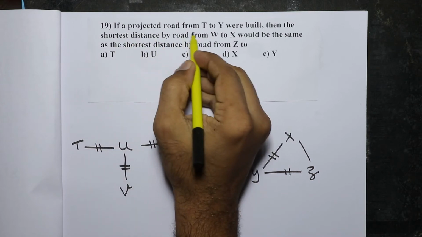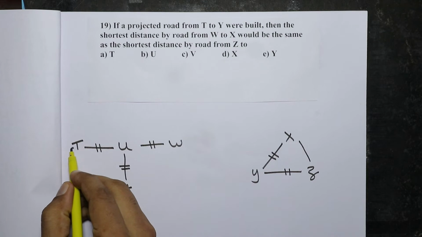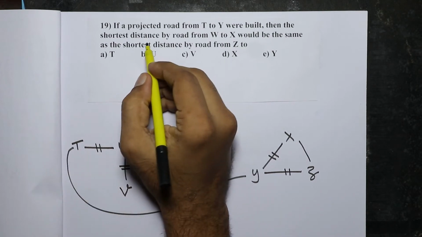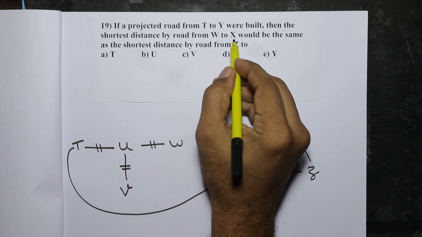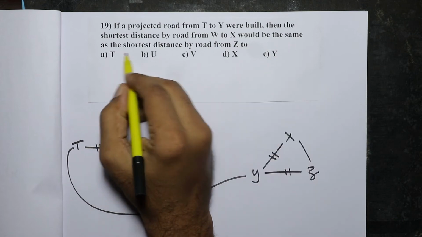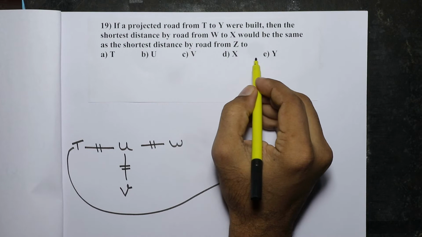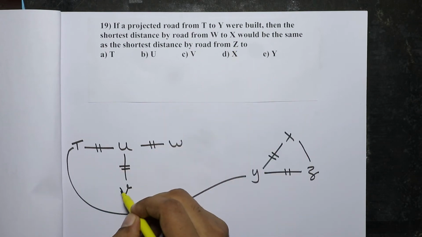If a projected road from T to Y were built, so from T to Y a new road is built, then the shortest distance by road from W to X would be the same as the shortest distance by road from Z to which town. Now for our convenience we'll just mark these distances.